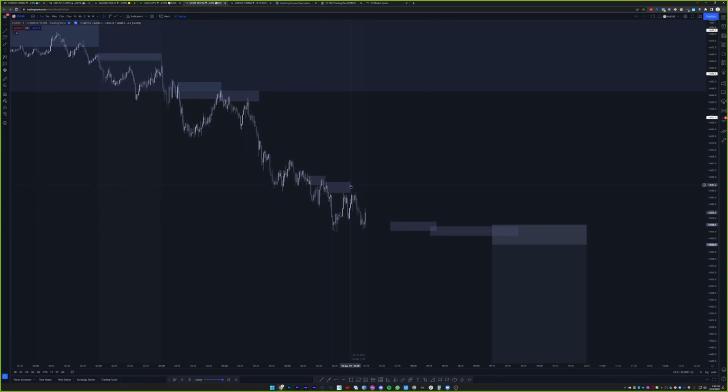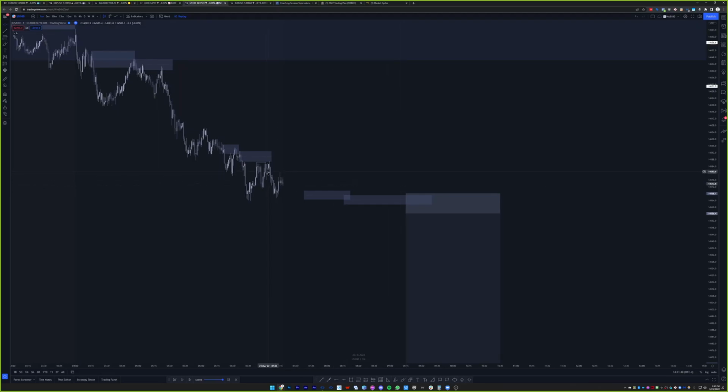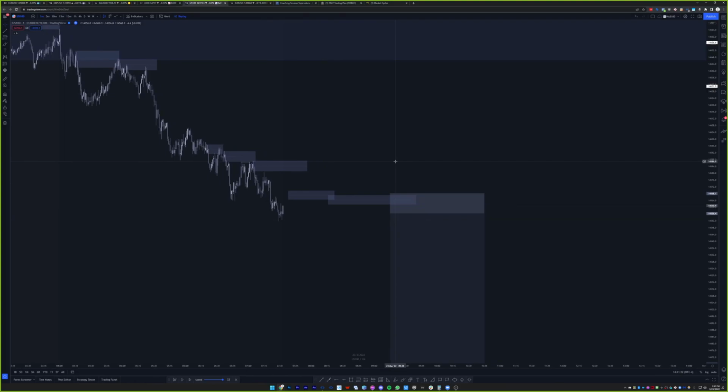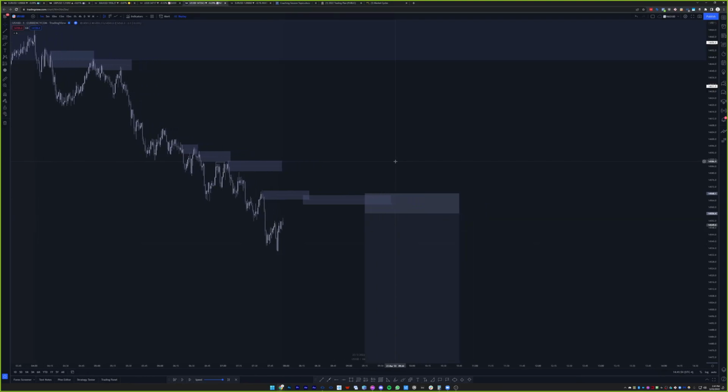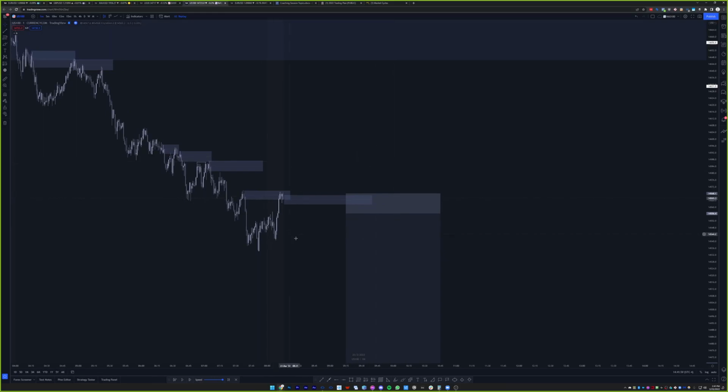That one does, just barely. Liquidity. Let's mark out this next one. This hasn't fully been tapped into, so I wouldn't be surprised if it taps into it again. But look, US100 loves these continuations. We tap into this one.